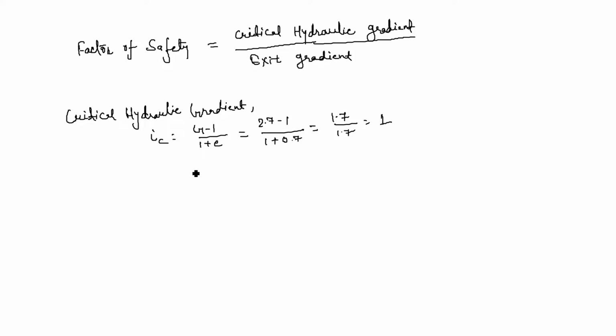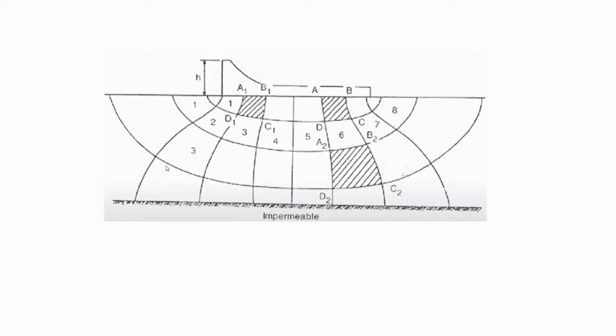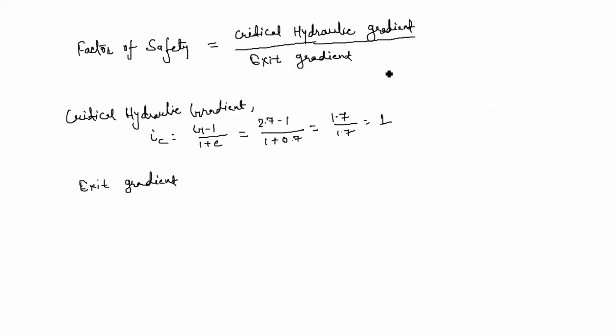Now exit gradient. The exit gradient is defined from the flow net. As you can see, this is the flow net diagram for a seepage below a structure. So in the upstream side you can see the head is available. So due to seepage below this structure, a flow net can be drawn. So with the help of this flow net we can find the exit gradient. So exit gradient is equal to the head available at the toe of the dam divided by the length of this flow channel.